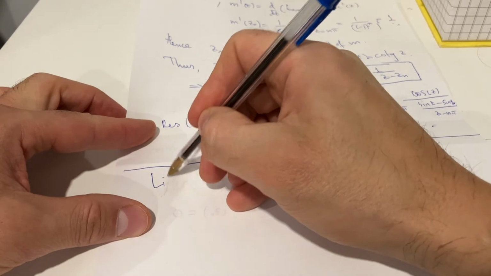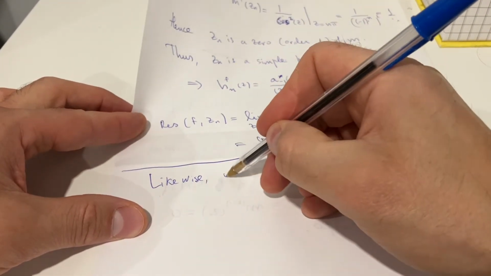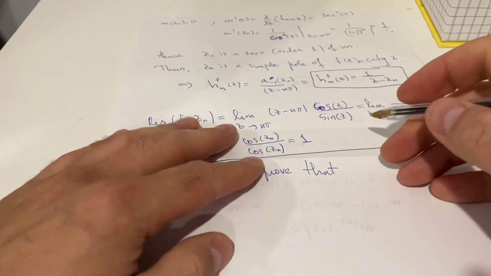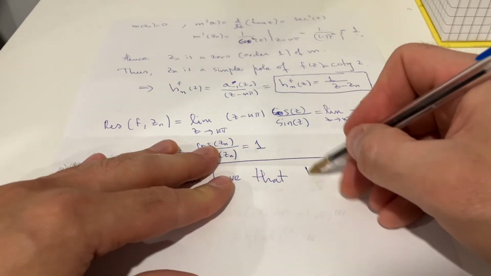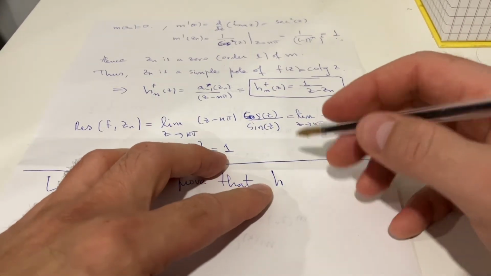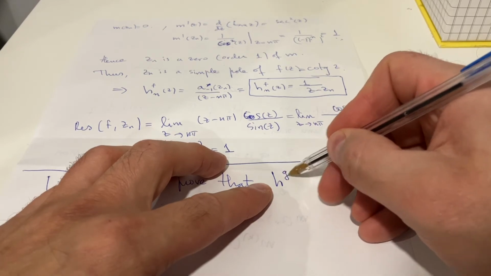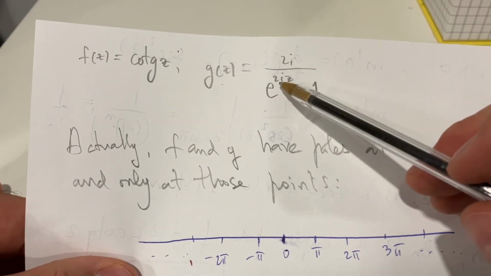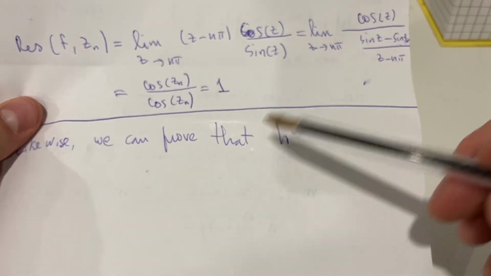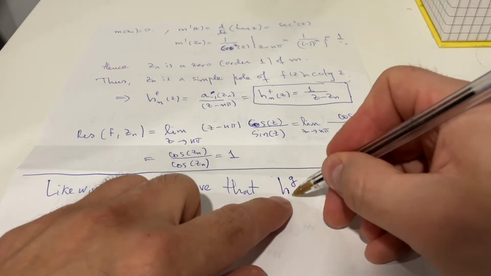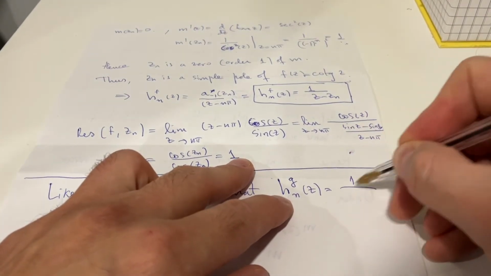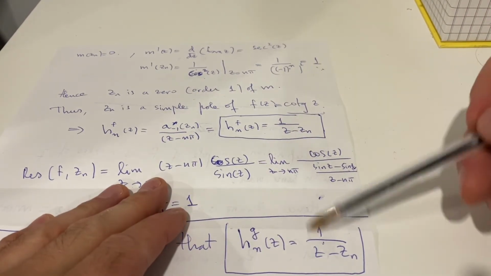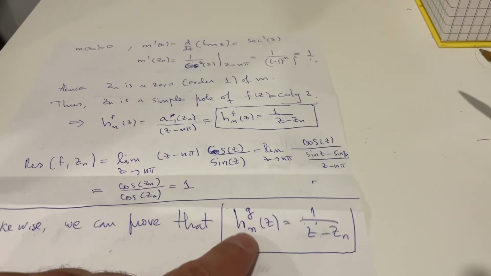Now, likewise, we can prove by the same method that the principal part now of g, remember g is the other function, g is 2i over exponential of 2iz minus 1, at Zn is likewise 1 over z minus Zn. So they have the same principal parts for any singular point Zn.